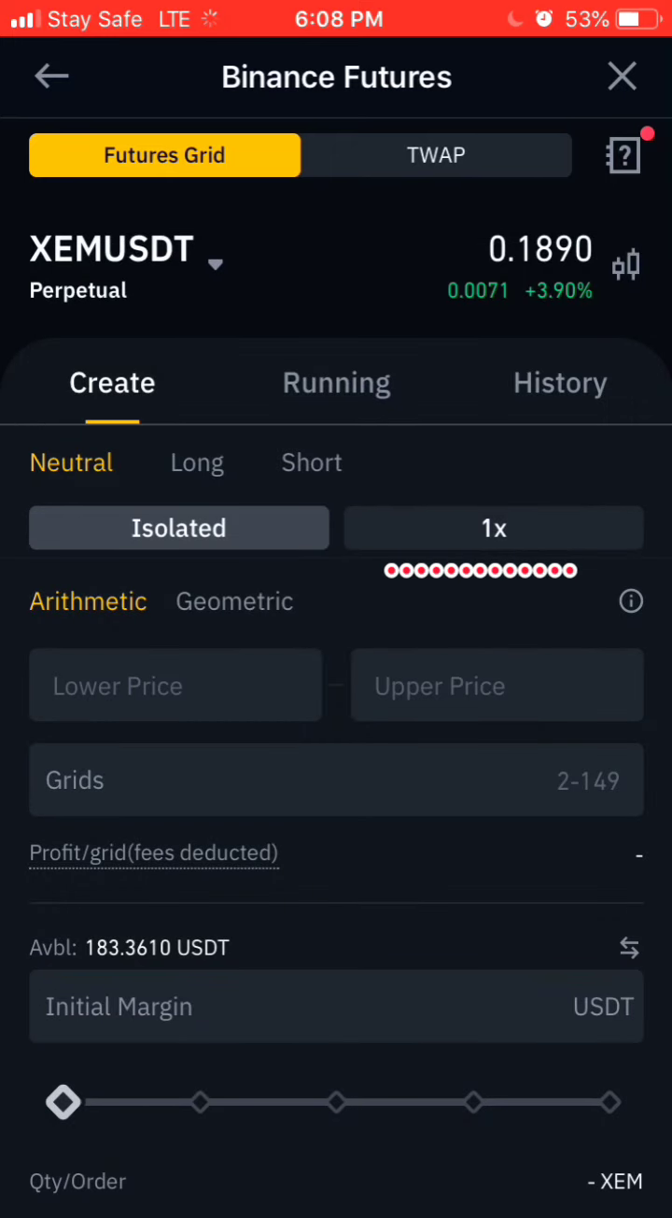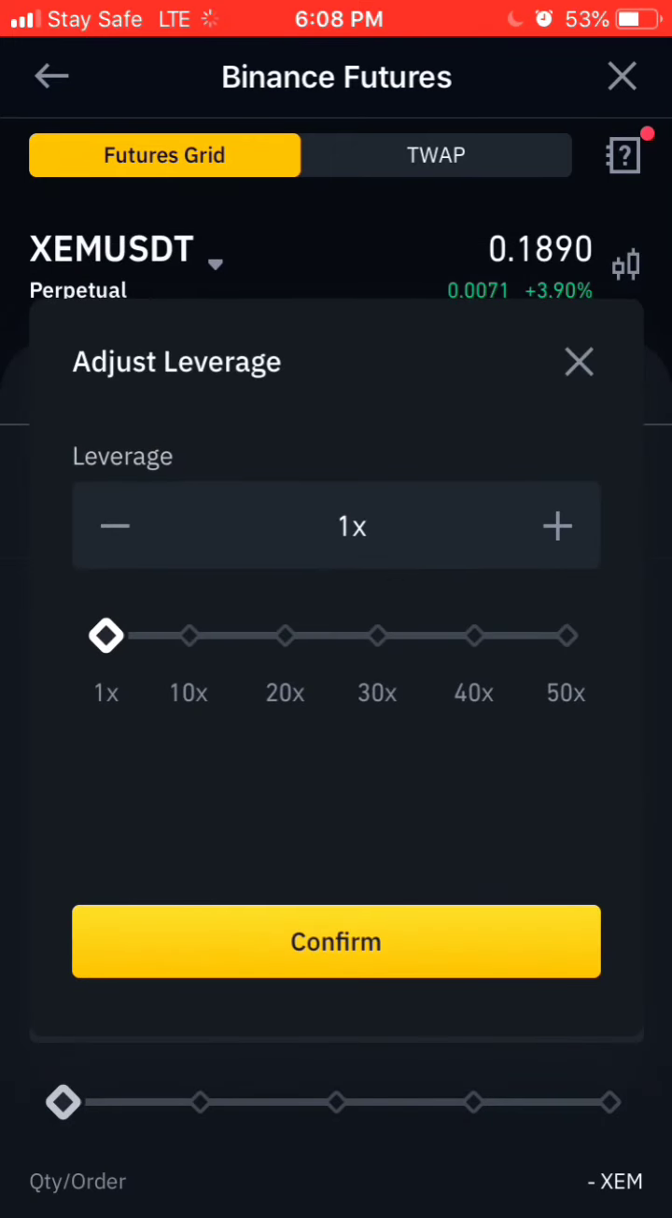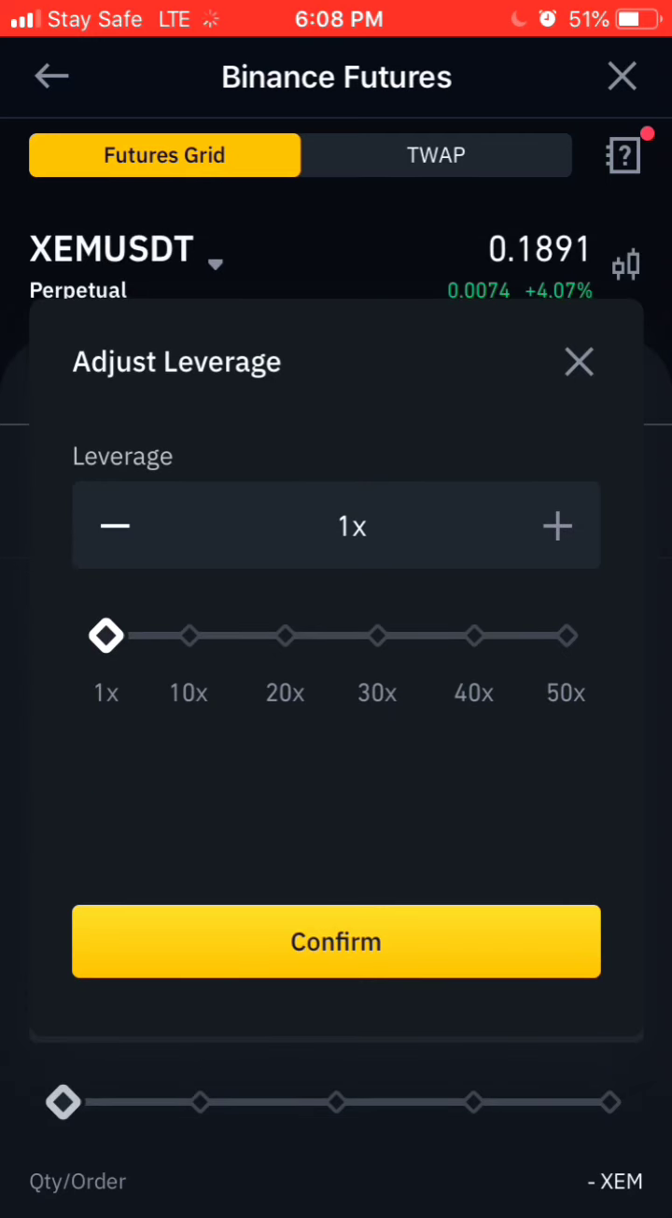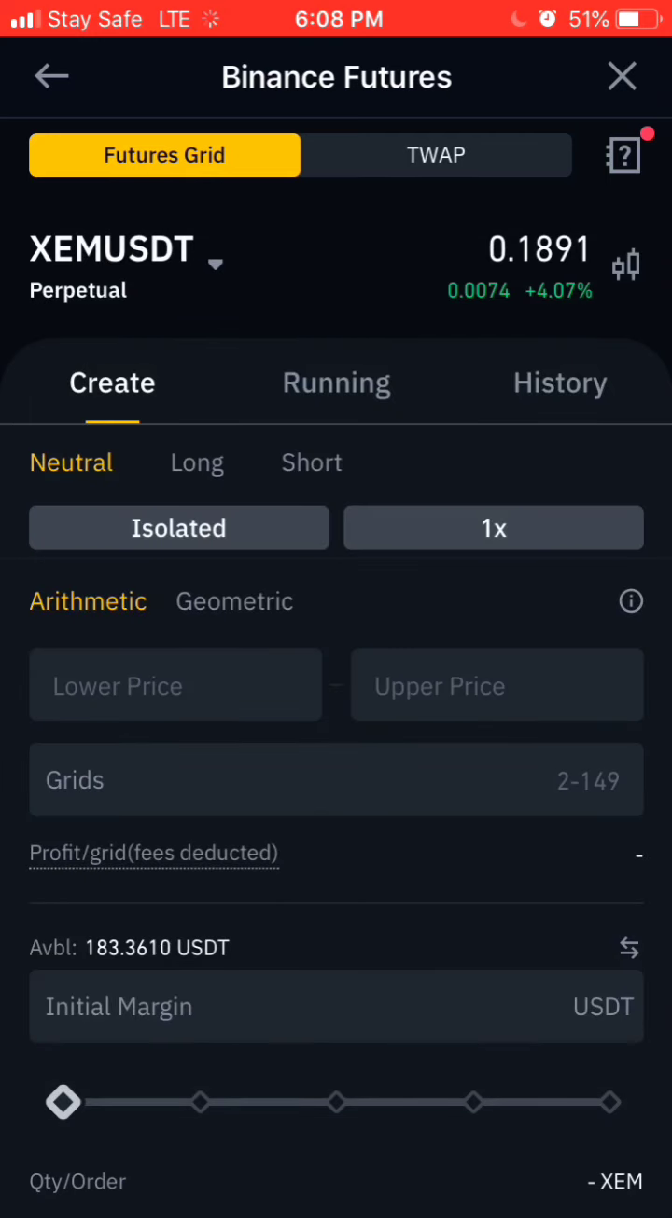Next is the leverage. Leverage is basically a multiplier for your funds. So if you were to set your leverage at maybe 2x, it essentially multiplies your profits by 2. But at the same time multiplies your losses by 2. So be extremely careful when using leverage. I actually don't recommend making use of leverage whatsoever, because that's a sure way to get your account blown. So I'm going to be setting my leverage to 1x, which is basically no leverage at all.